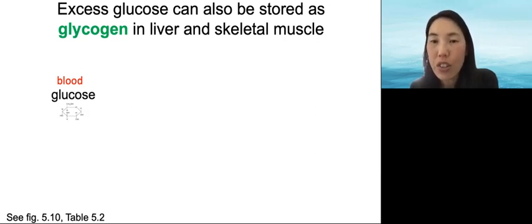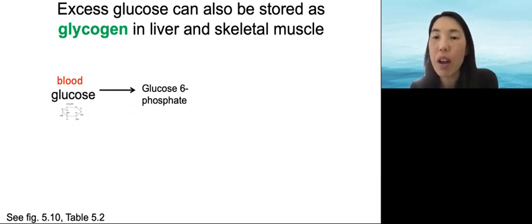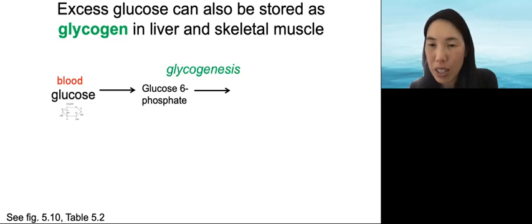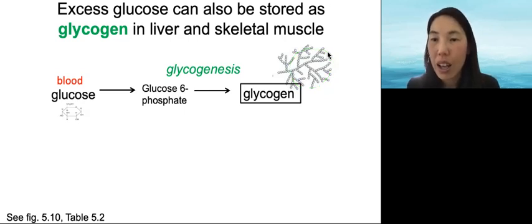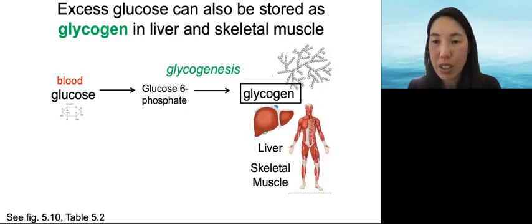The liver first detects the excess glucose in your blood. It converts the glucose into a different form called glucose 6-phosphate. Then, through a process of glycogenesis, it is converted to glycogen, which, as you can see here, is a polysaccharide, a long chain of monosaccharides. Again, glycogen is found in the skeletal muscle and liver.